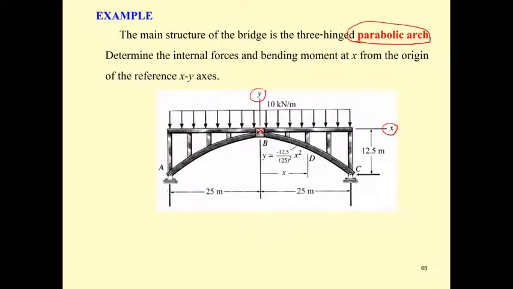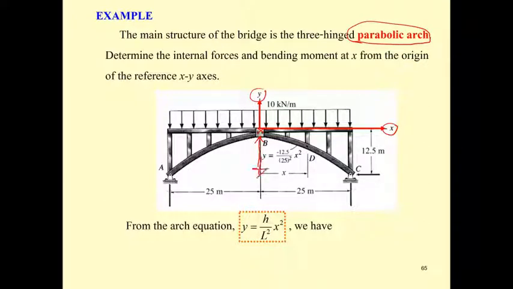And then following the equation that we have is going to be y equal to h. What is going to be the h? H used to be the sag of the cable, but this time H is going to be the crown length between the foundation and the crown of the arch, and that means this is going to be 12.5.